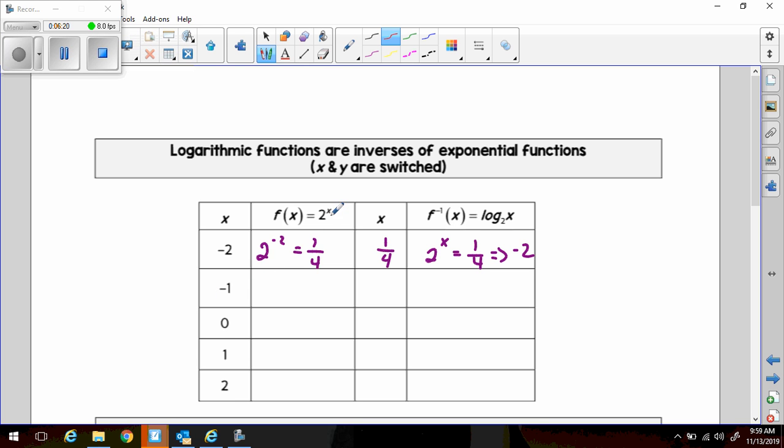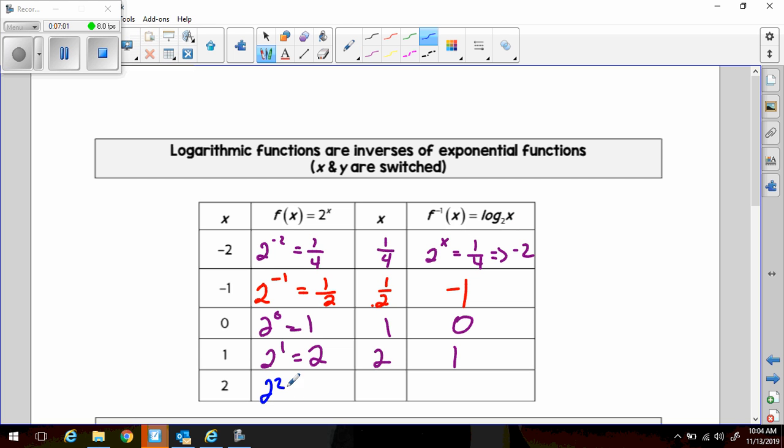I have 2 to the negative 1 is 1 over 2. If I plug that into this one, log base 2 of 1 over 2 is going to give us negative 1. Alright guys, 2 to the 0 power is 1. And if you plug in 1 into here, remember that is 0. 2 to the first power is 2. And if you plug in 2 to here, this is going to give you 1.